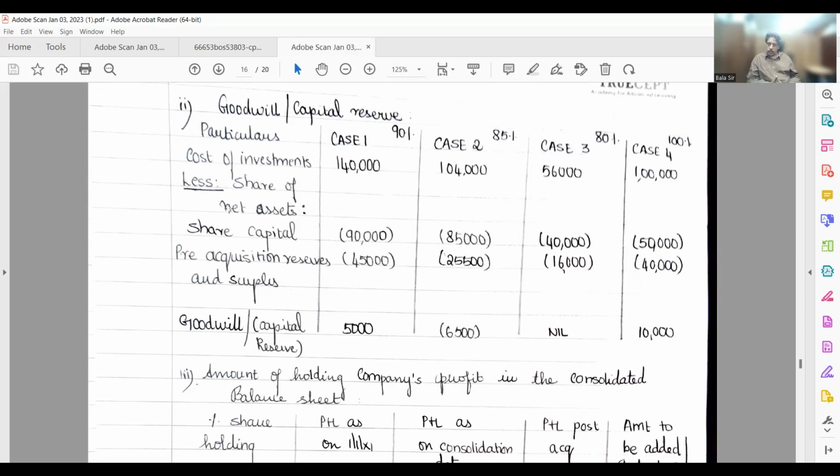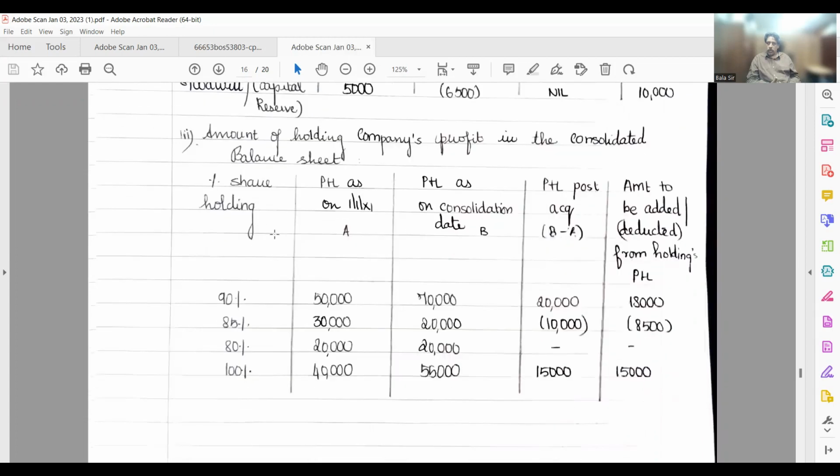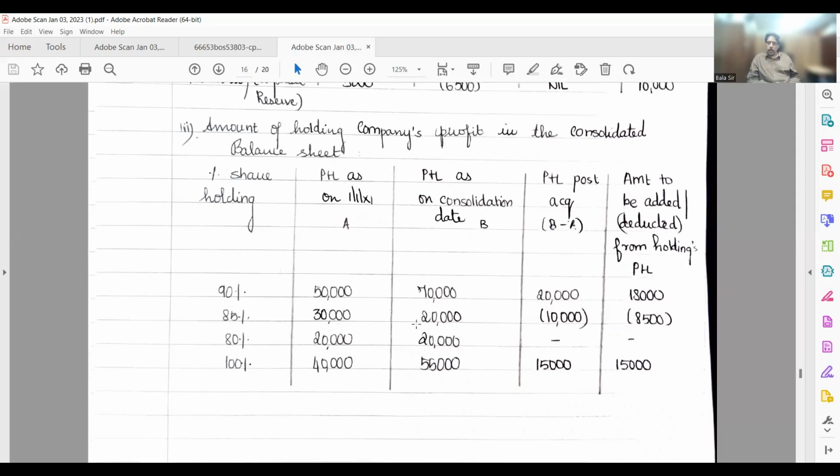Then one more computation. Amount of holding company's profit in the consolidated balance sheet. Will be 2 lakh rupees, the holding company amount. And then add the holding company share of post-acquisition profits, which is 18,000. In all, 2,18,000. You're showing only 18,000, so it should be 2 lakh and 18,000. They have given that the holding company's profit is 2 lakh rupees in each case. So 2 lakh plus 18,000. In all, 2 lakh 18,000 is the amount to be shown in the balance sheet.